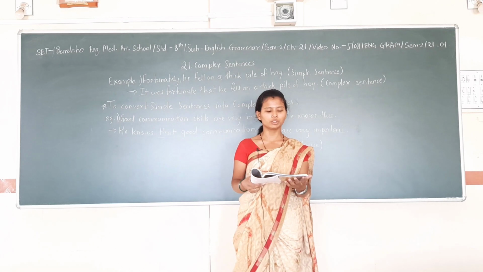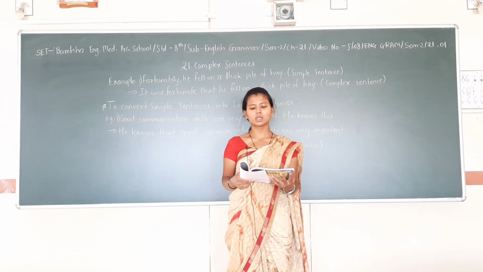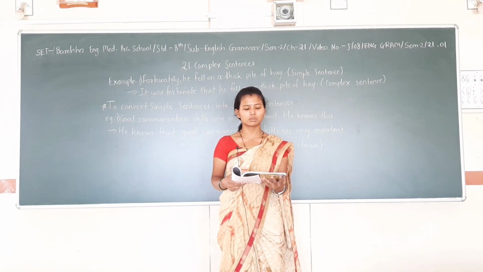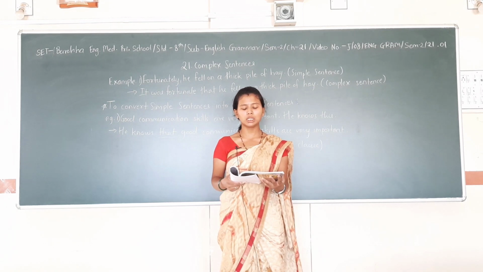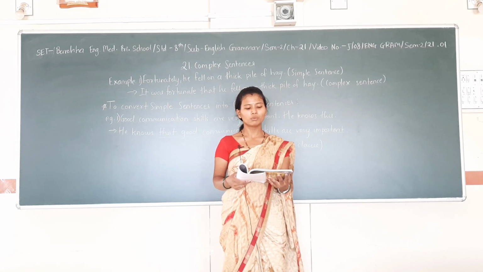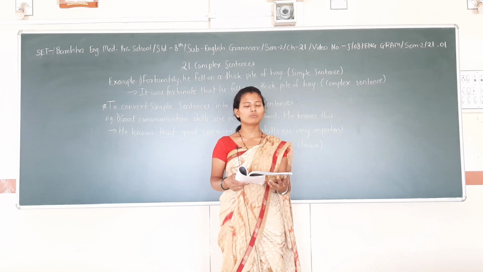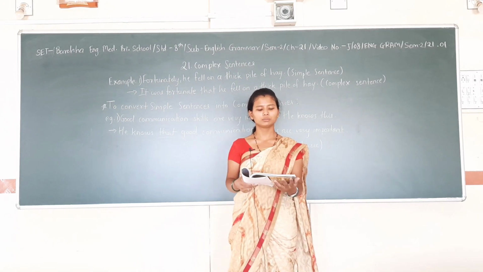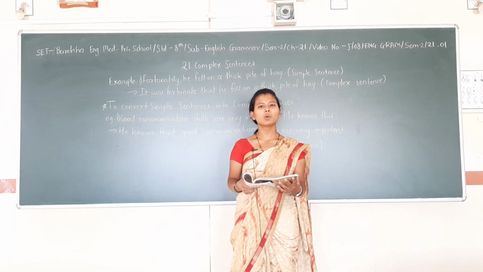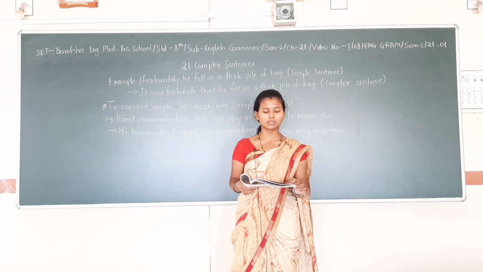Let's see the definition. A complex sentence is one that has one main clause and one or more subordinate or dependent clauses. The subordinate clause in the complex sentence is dependent on the main clause for its meaning. Both the clauses have their own finite verb or verb phrases. It means, in simple language, there should be a subordinate or dependent clause in a complex sentence.